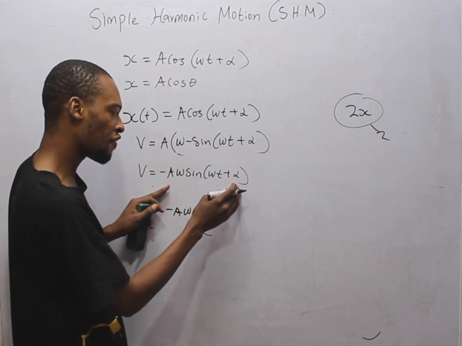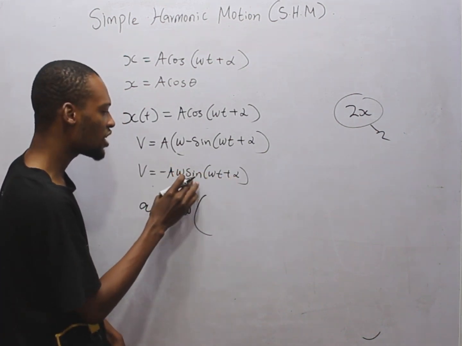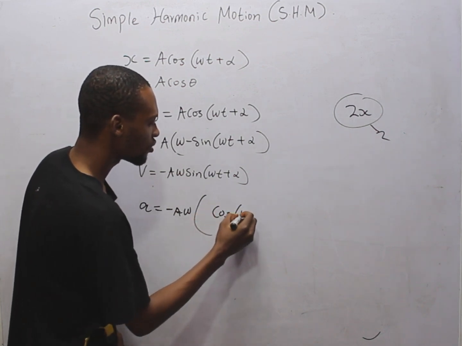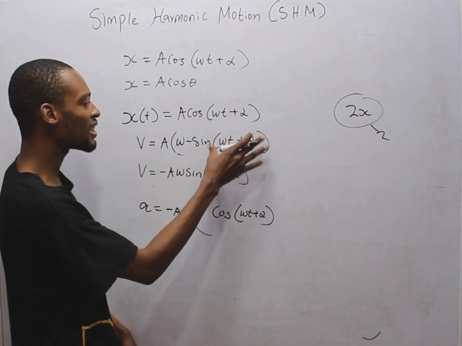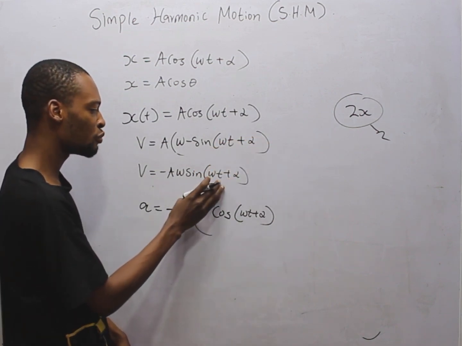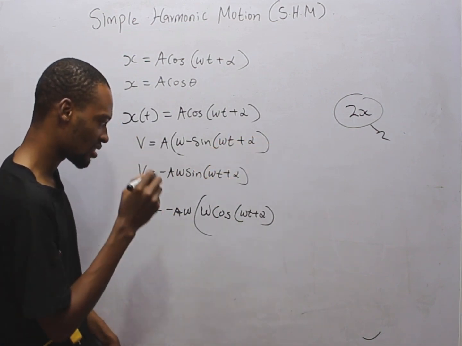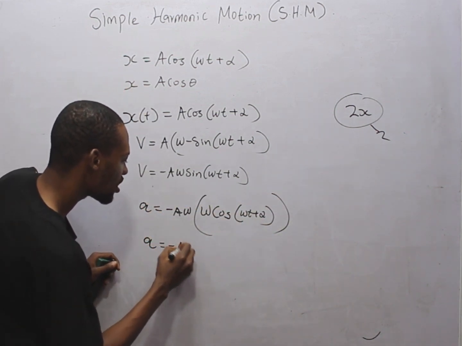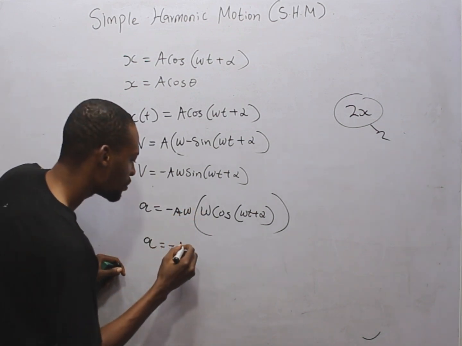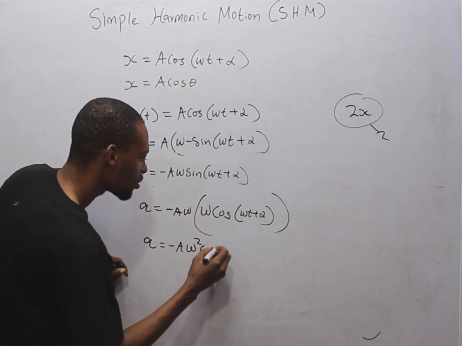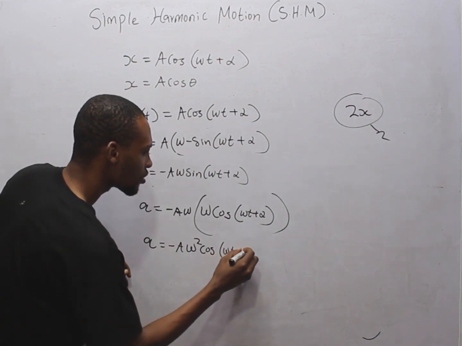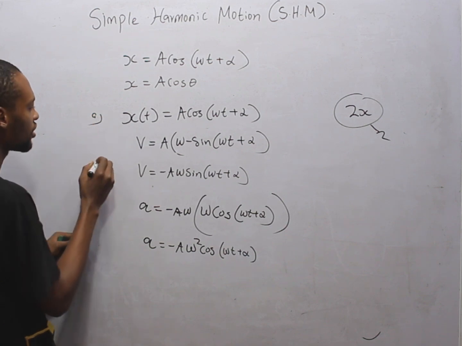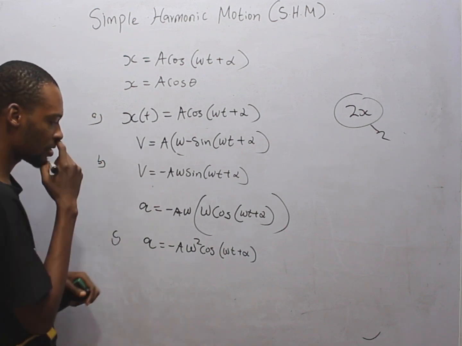Sine(Wt + alpha). Differentiating this, when you differentiate sine, you get cos(Wt + alpha). Like we did earlier, you differentiate the bracket to get W, so the W will come outside. Acceleration becomes a equals minus A W times W, that is W squared cos(Wt + alpha). So this is displacement, this is velocity, and this is acceleration.